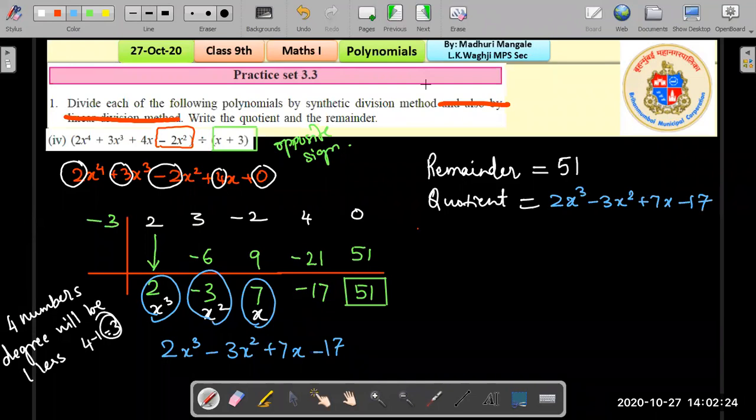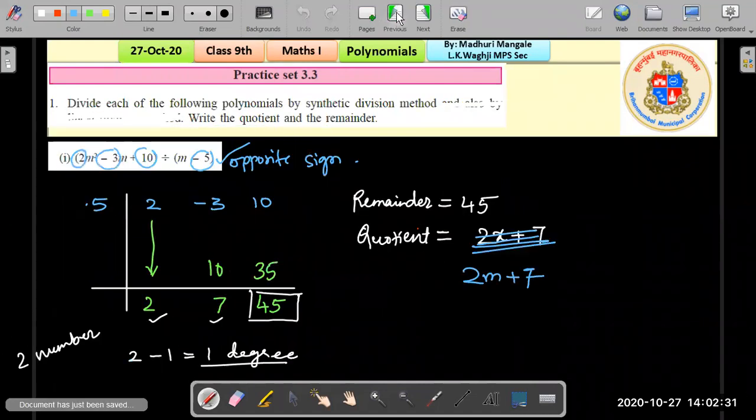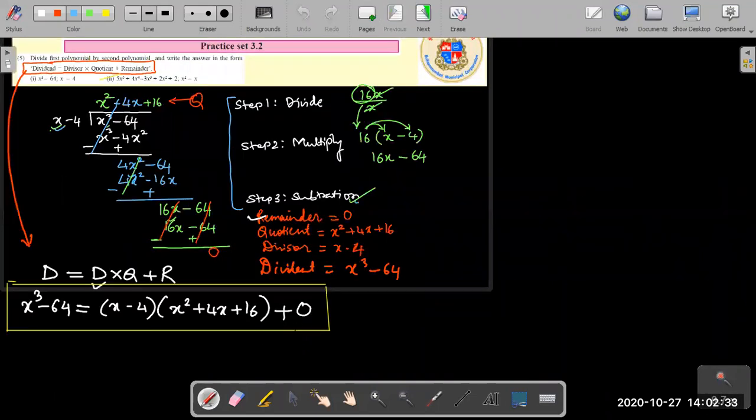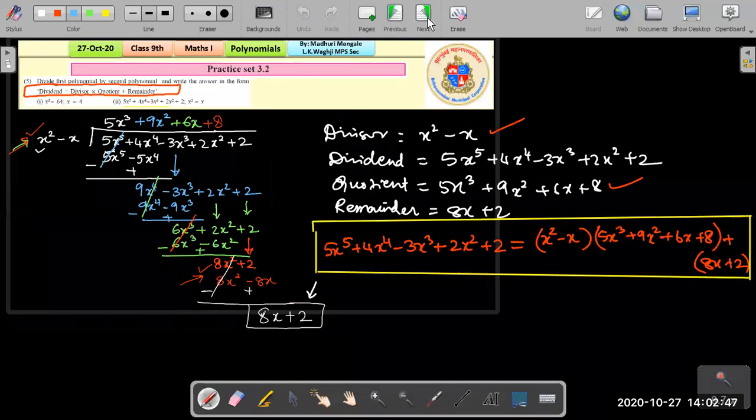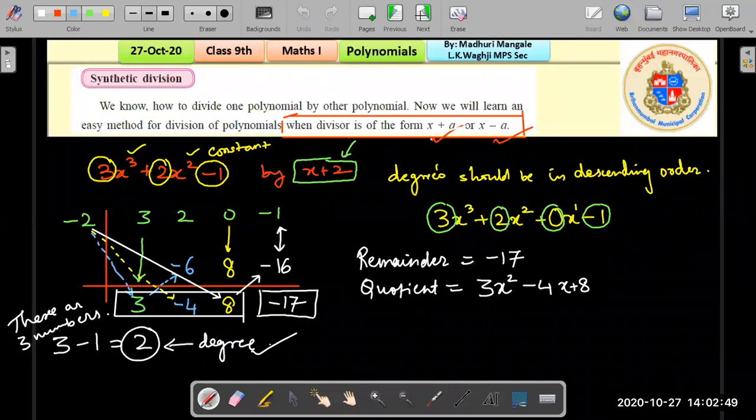I hope everything is clear. So what we did today, a quick recap. We started with the long division method, where we did two problems on long division, and we had to write the answer in a particular format, that was dividend equals divisor into quotient plus remainder. We did two problems on long division. Then we saw how to solve synthetic division, right? The main steps we saw, and we did a few problems.